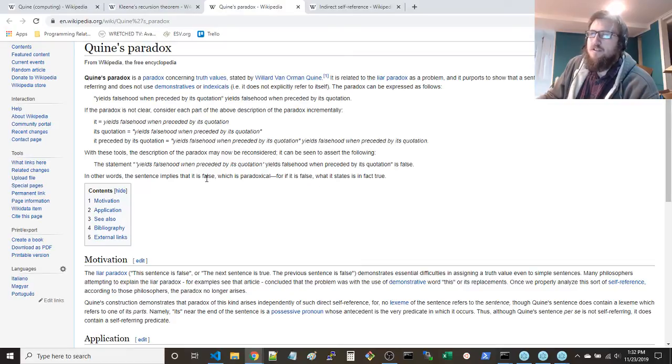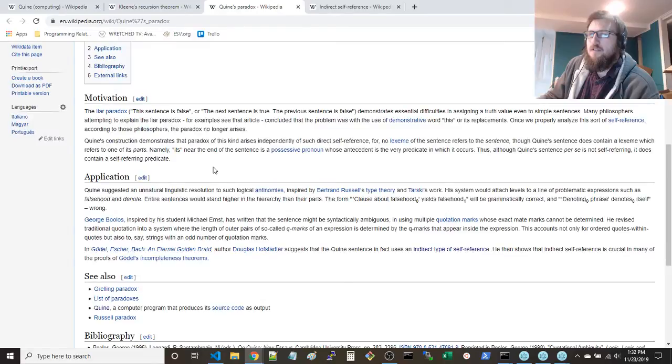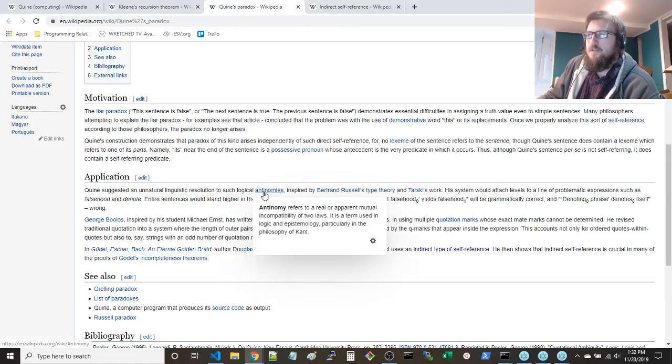The sentence implies that it is false, which is paradoxical, for if it is false, what it states is in fact true. Right. Liar paradox. And linguistic resolution, such antinomies.